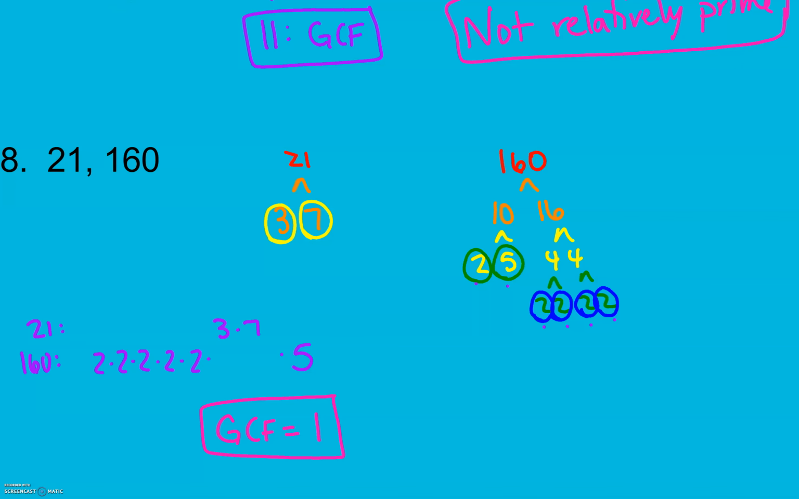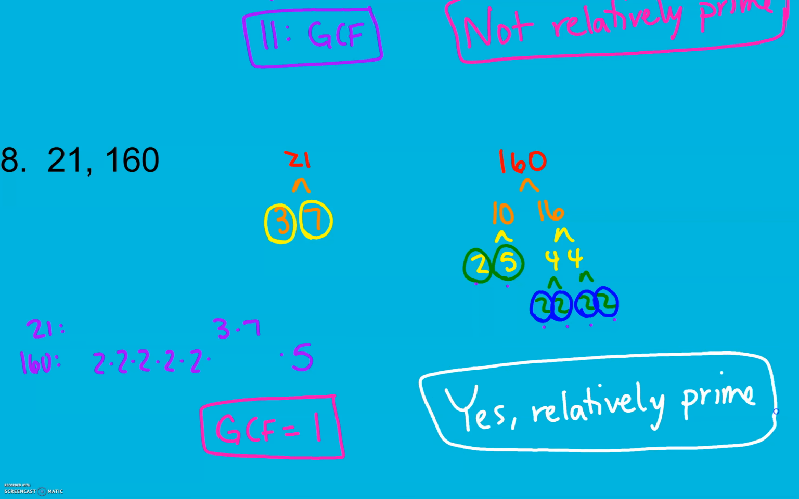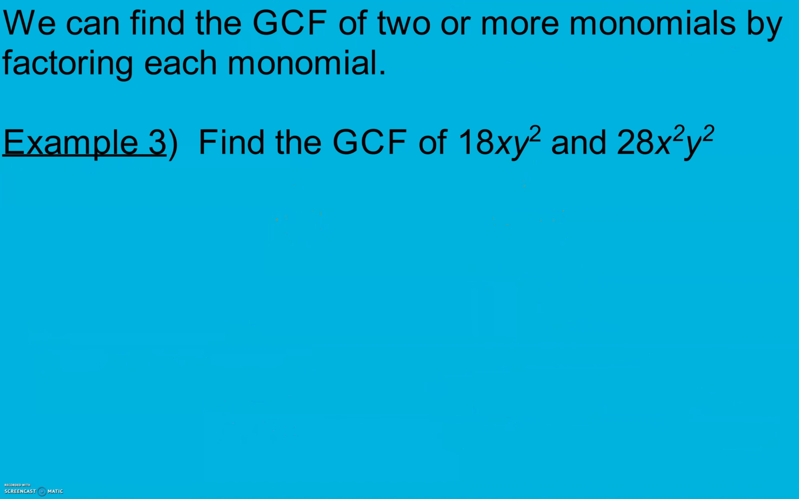So are these relatively prime? Yes, they are, because their greatest common factor is 1. So yes, they are relatively prime. Prime in relationship to each other. So both numbers are composite. We see that they have factors, but in relationship to each other, they only have 1 as a common factor. We can find the greatest common factor of 2 or more monomials by factoring each monomial.